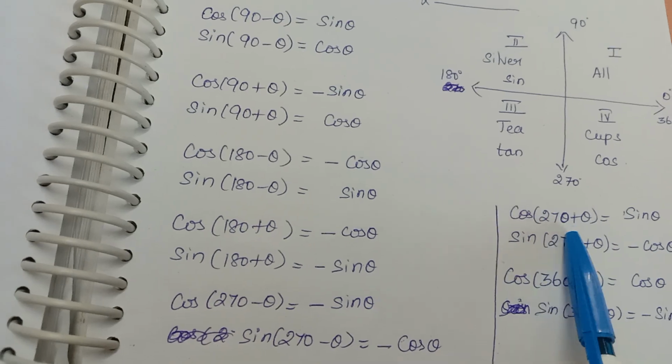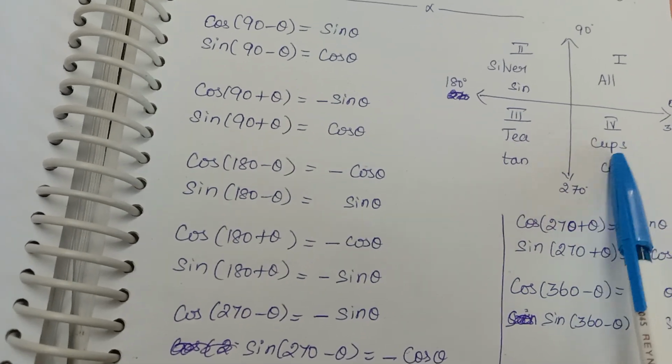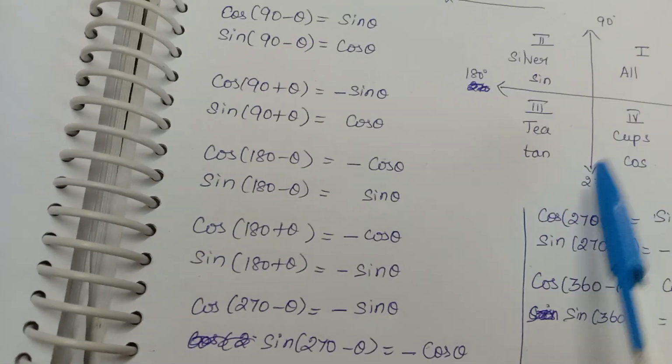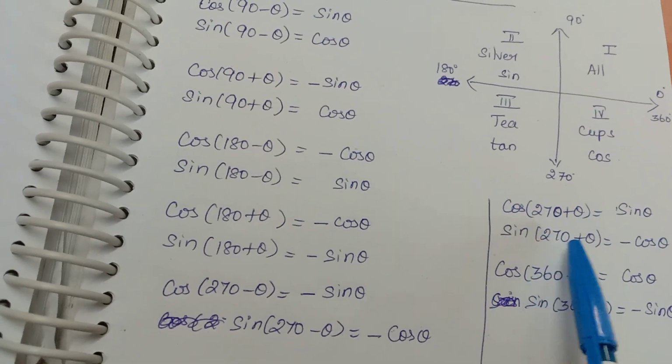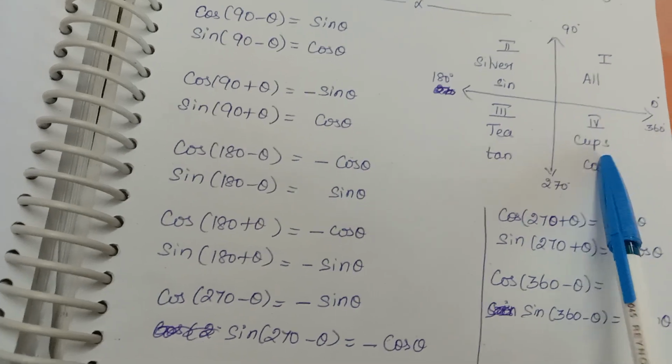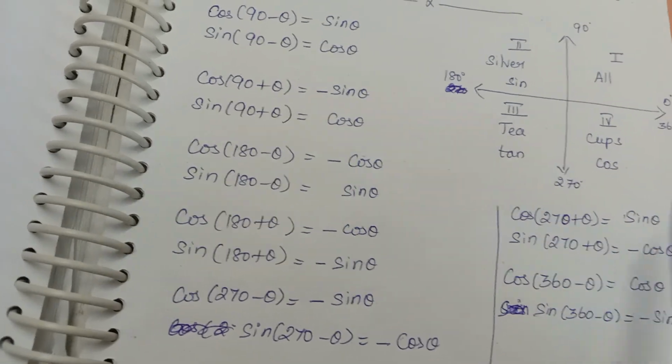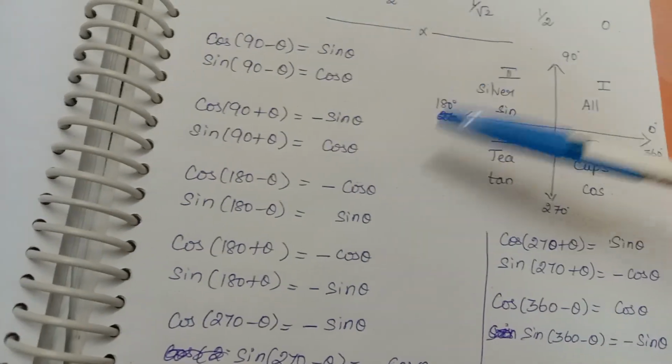Here also 270 plus. 270 plus means what? Fourth quadrant. In the fourth quadrant cos is positive. So cos of 270 plus theta is equal to sine theta, and sine of 270 plus theta equal to what? Sine is negative here, so it is minus, right? Okay. Next one. We'll see about this axis.